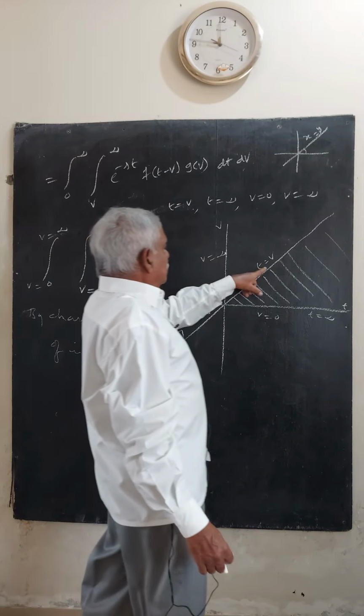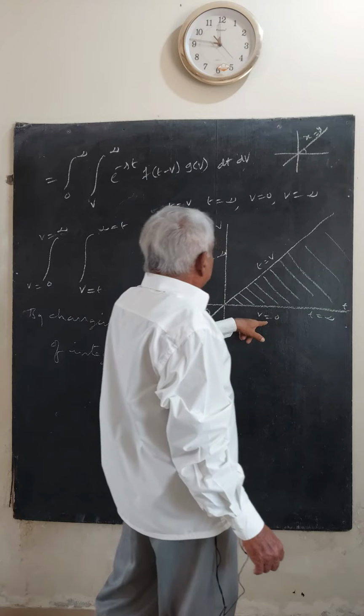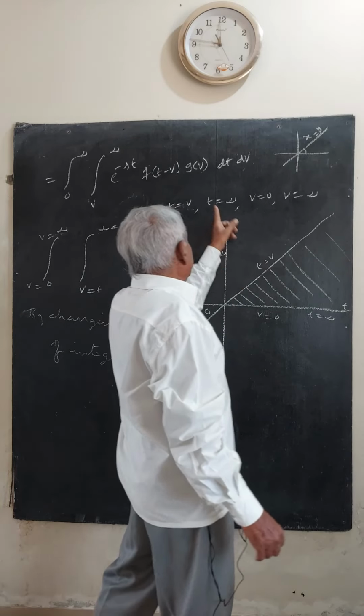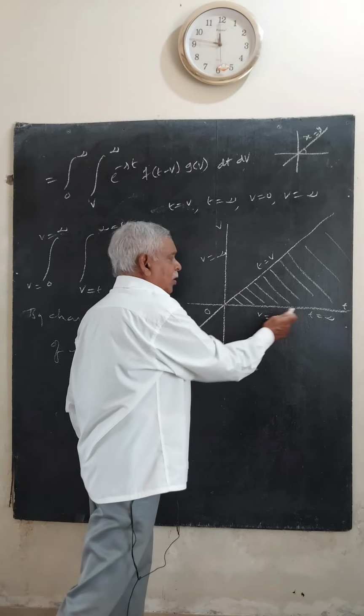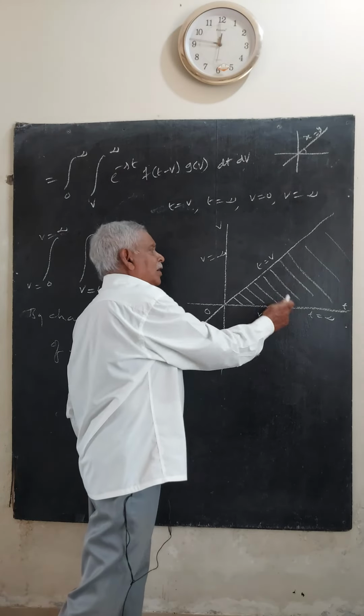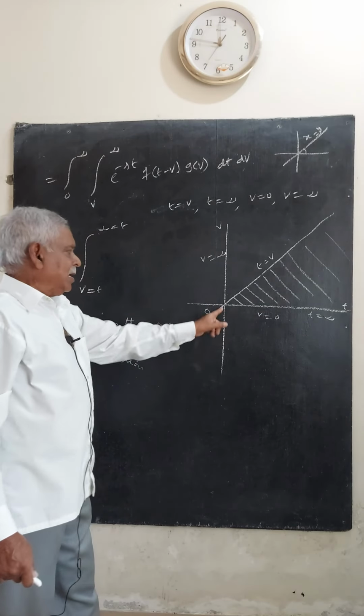Four equations we have drawn in the diagram. First equation is t equal to v. Second is t equal to infinity. Third is v equal to 0. Fourth is v equal to infinity. These two curves are the t axis. Therefore, this is the required shaded region. v equal to infinity cuts here at the origin.